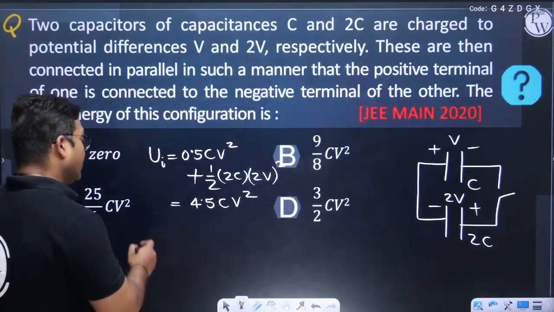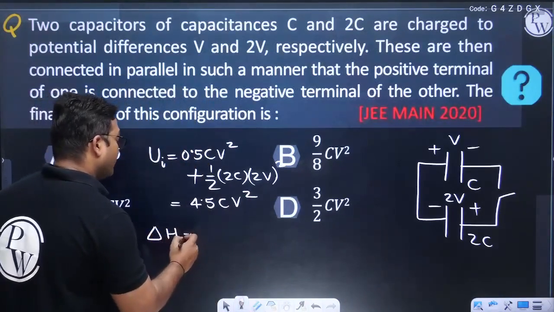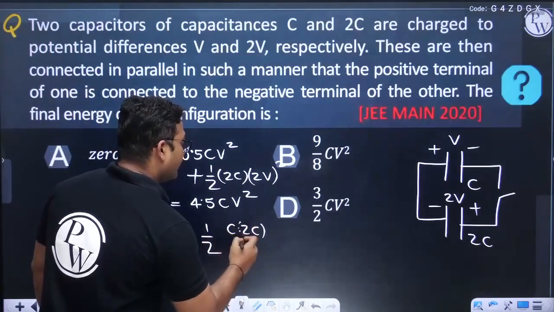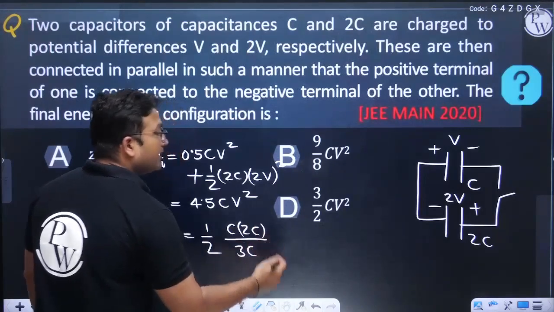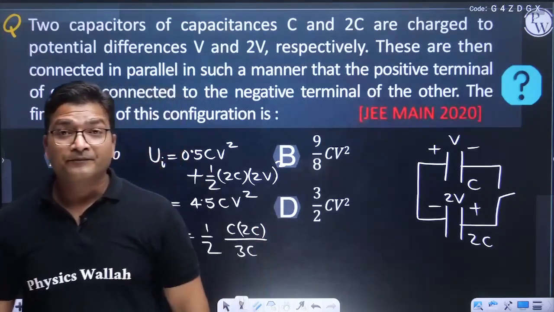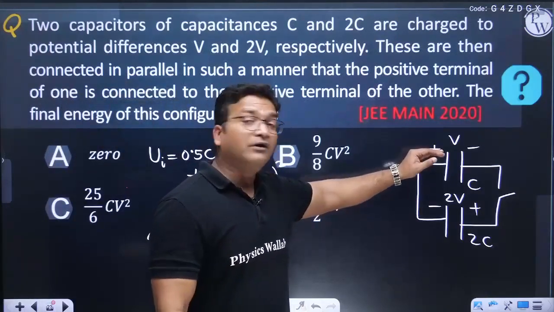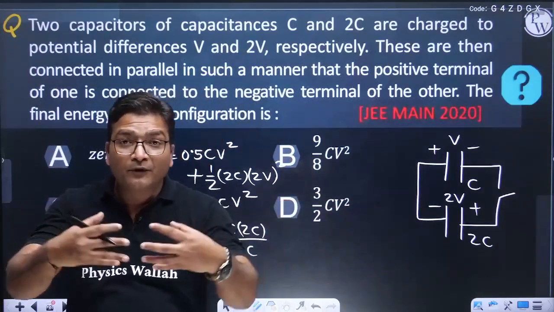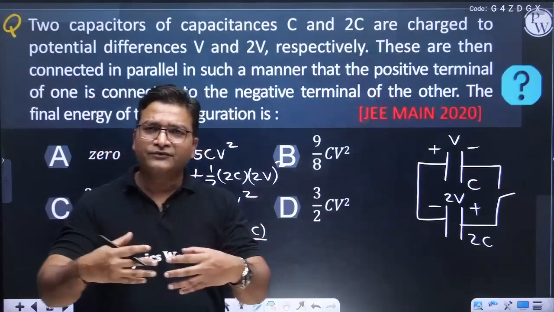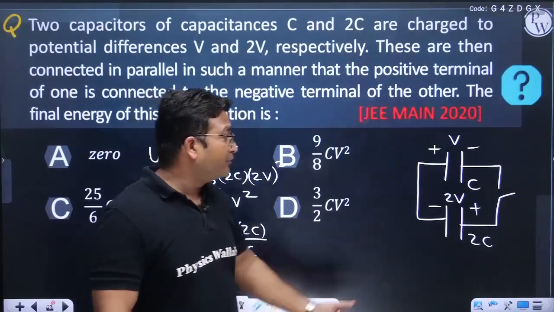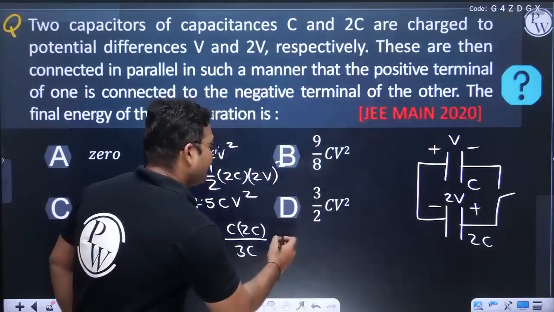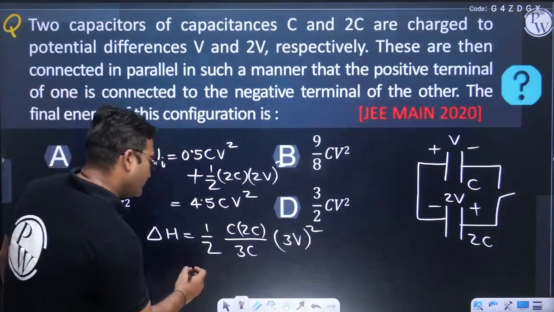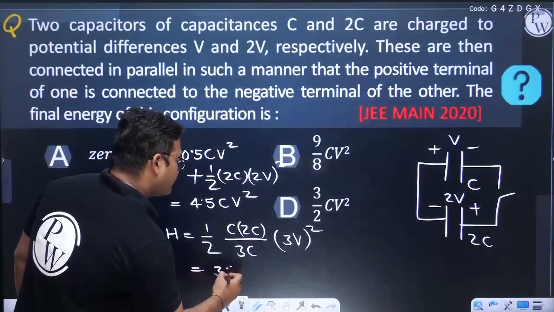Now we have to calculate heat loss. The formula for heat loss is 1 by 2 C1 C2 divided by C1 plus C2, that is 2C divided by 3C, multiplied by relative voltage square. But as you know, the positive of one is connected to negative of other. This can be compared with two masses moving in opposite directions, where relative velocity becomes V1 plus V2. So here relative potential will become V1 plus V2, that is 3V. So relative potential square is 9V square, and let us calculate the answer. Answer is 3 CV square.